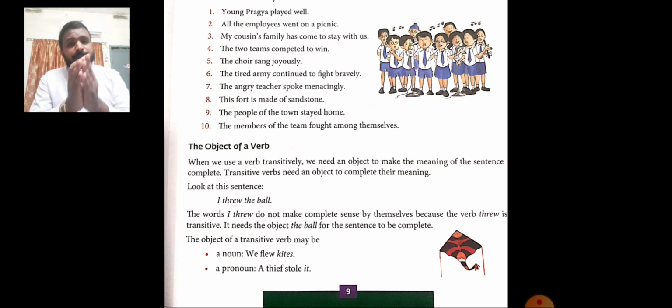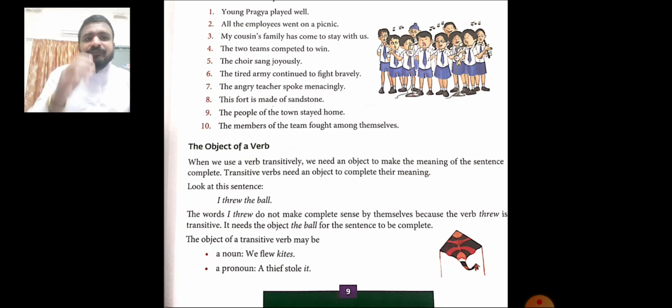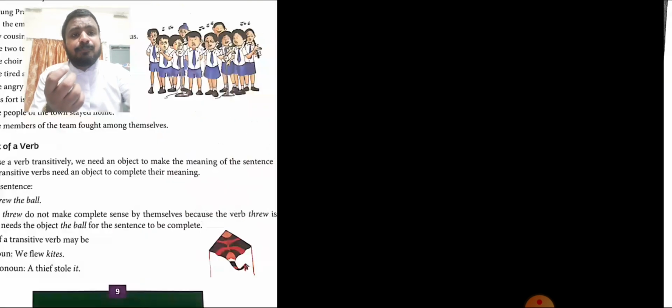For example, look at the sentence there. I threw the ball. If we say I threw, there will not be any meaning. But if we add an object, the ball, then the meaning is completed. So that object can be a noun. For example, we flew kites. Or it can be a pronoun. A thief stole it. It is a pronoun, and that object is being used as a pronoun.